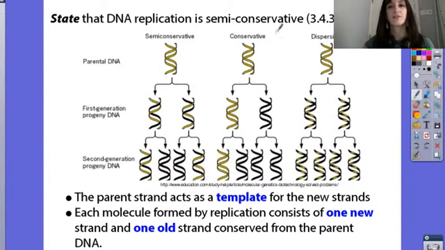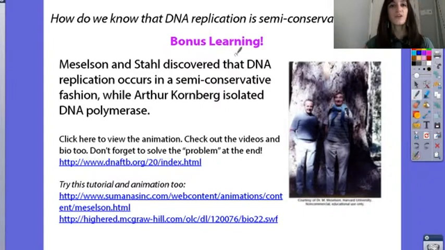This diagram here is showing you some other possible models, conservative replication and dispersive replication. If you want to know more about how DNA replication was discovered to be semi-conservative, you can read about the Meselson and Stahl experiment. They were the ones that discovered this form of DNA replication. And you can also read more about Arthur Kornberg, who was the one who isolated DNA polymerase. So there's an animation here and some tutorials that you can try. And that's the end.